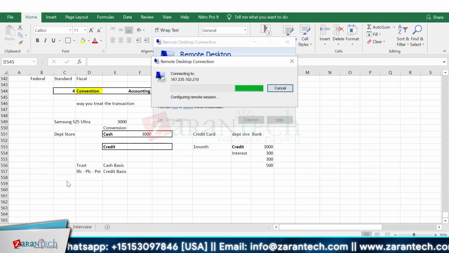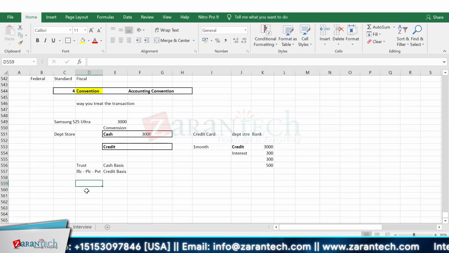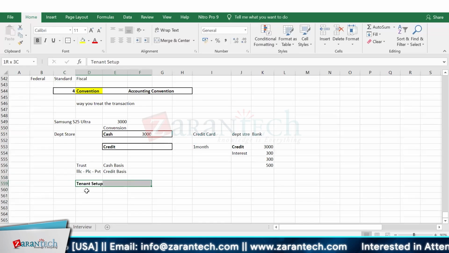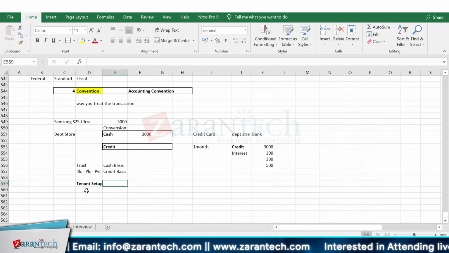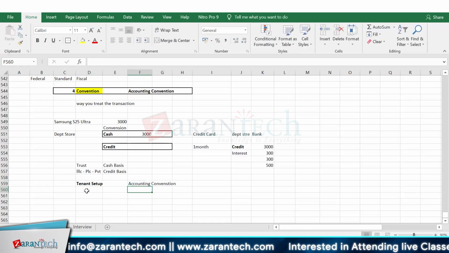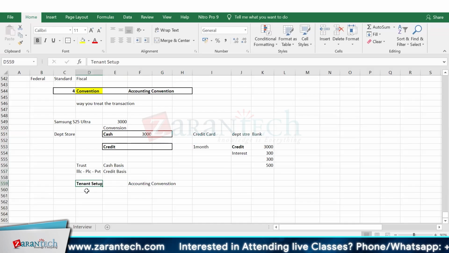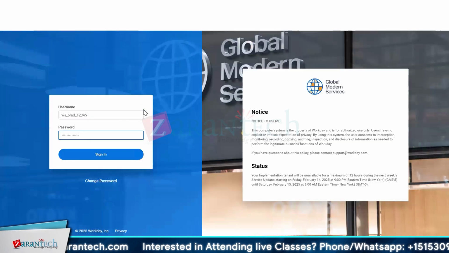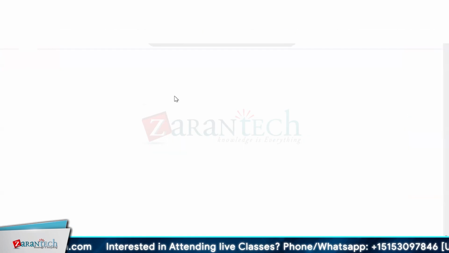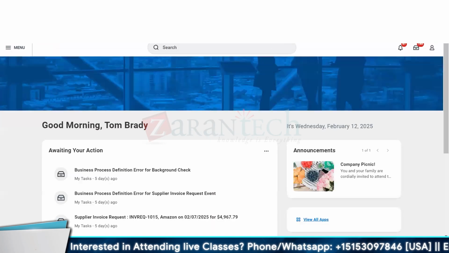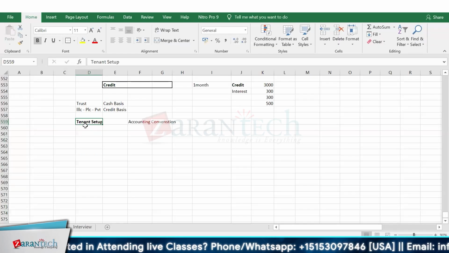There is another concept meanwhile that is called tenant setup. So what is a tenant setup? In the tenant setup, we will cover the accounting convention, where, if there is a segregation and I specifically need a cash basis, then I can update the tenant setup here. This tenant is the same as the tenant we have in Workday. Whatever the convention setup is, that will be done in the tenant setup.